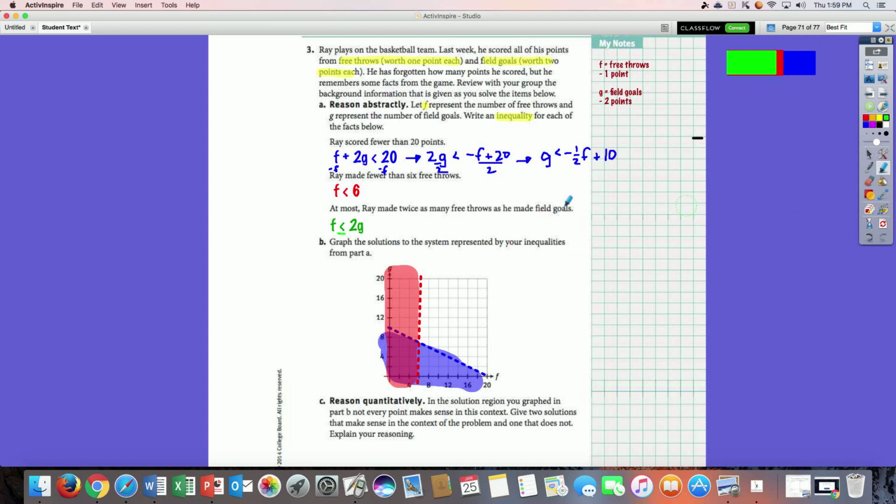Before I graph it, I'm going to once again isolate G, which this time I just have to divide by 2 on both sides. So I have 1/2 F is less than or equal to G, and I'm just going to flip that because it looks better to me, although it is definitely not required. G is still going to be greater than or equal to 1/2 F. I apologize if you were confused by this. This should have said 1/2 F.